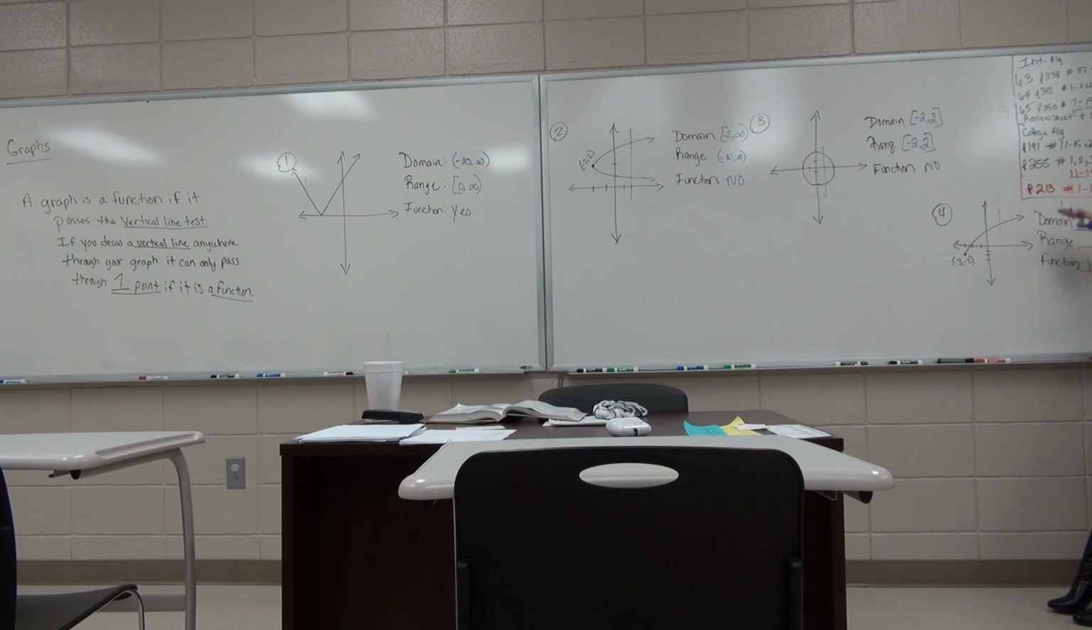Range. Bottom to top. What's my bottom y value? -2. So it's going to go bracket -2 to infinity. Are we good on the graphs?